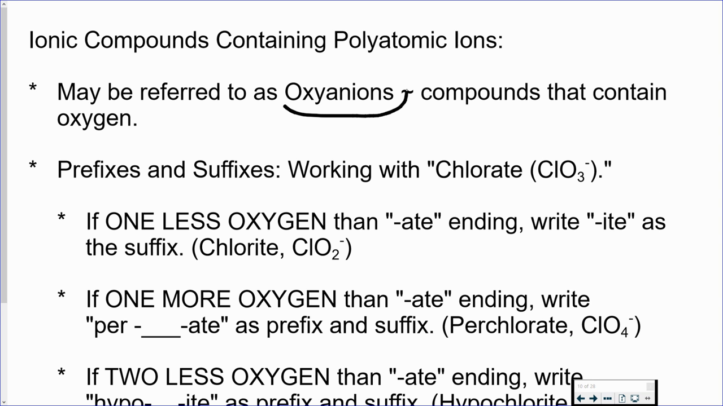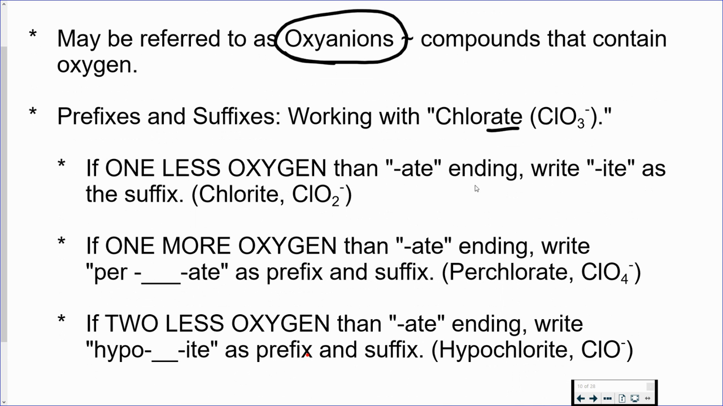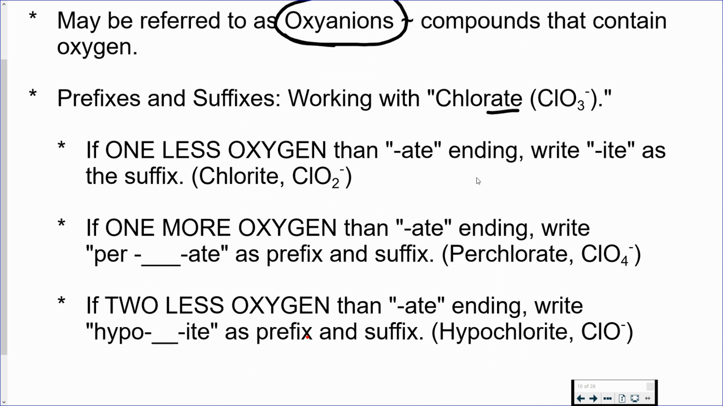Now, there is a group of polyatomics that are considered oxyanions. So these ions contain oxygen in them. And we can actually change them from what is given to you on the back of the periodic table as an -ate ending. We can make them an -ite, we can make them a per-ate, or we can make them a hypo-ite. And that's what we're going to talk about today in our notes.